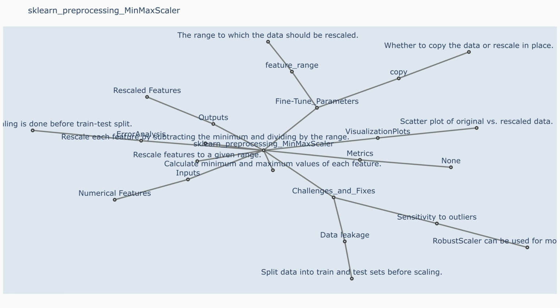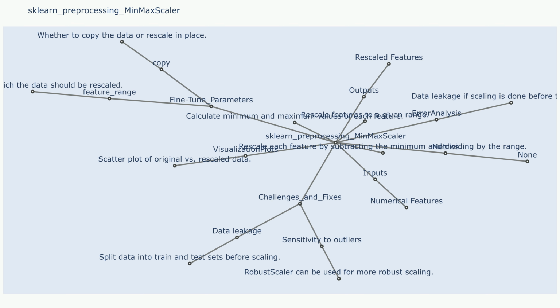sklearn preprocessing min-max scaler. Description. Explain in detail. Min-max scaler is a data preprocessing technique in scikit-learn, sklearn, that transforms features to a specified range, typically between 0 and 1. It does this by subtracting the minimum value of the feature and dividing by the range, maximum value minus minimum value. This scaling method is useful for algorithms that are sensitive to feature scales, such as k-nearest neighbors, support vector machines, and neural networks.